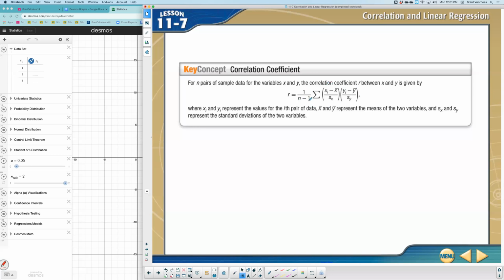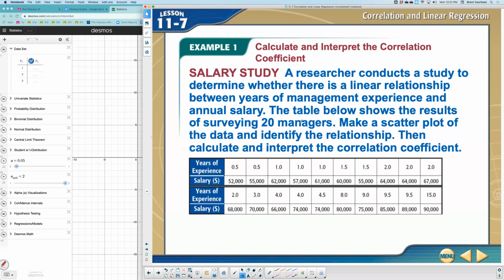Now, there's surely an easier way of doing this. Yes, there is. The calculator will do it for us. So I'll kind of walk you through what's happening. So the first thing we're going to do is on this particular table, as you look at it, there are 2 different types of data. There's first the years of experience, which I'll represent by the letter X. And then there's the salary, which would be a Y.